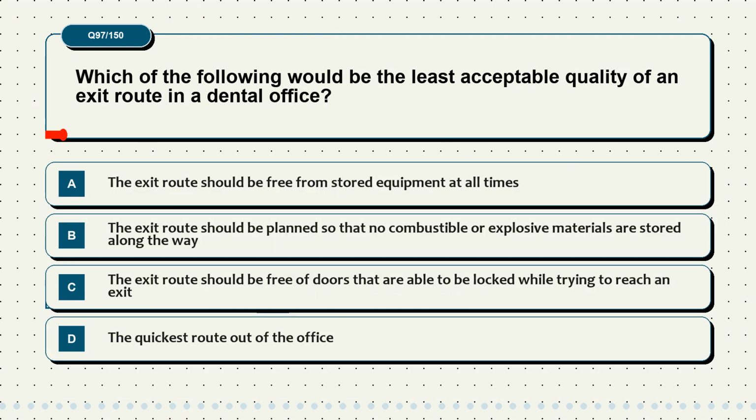Question 97. Which of the following would be the least acceptable quality of an exit route in a dental office? Here are the options. Option A. The exit route should be free from stored equipment at all times. Option B. The exit route should be planned so that no combustible or explosive materials are stored along the way. Option C. The exit route should be free of doors that are able to be locked while trying to reach an exit. Option D. The quickest route out of the office.